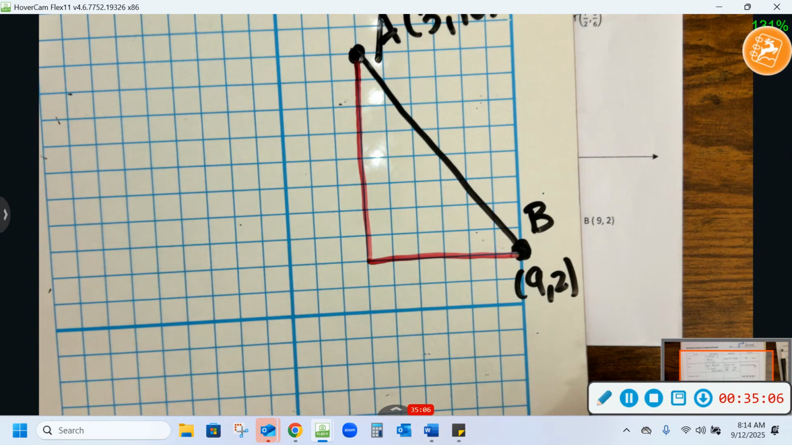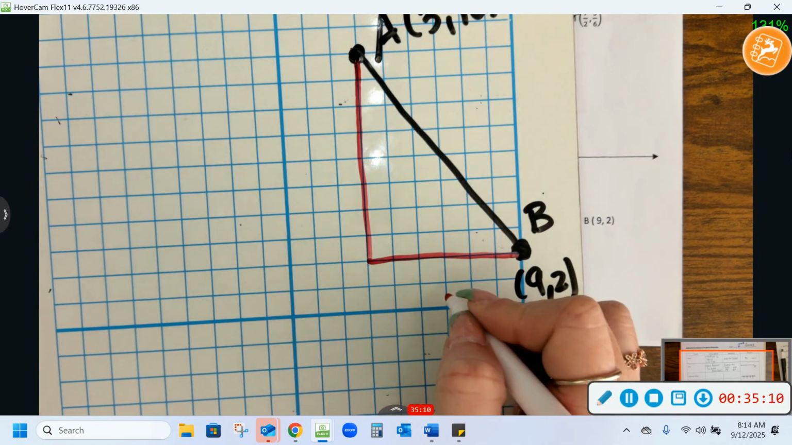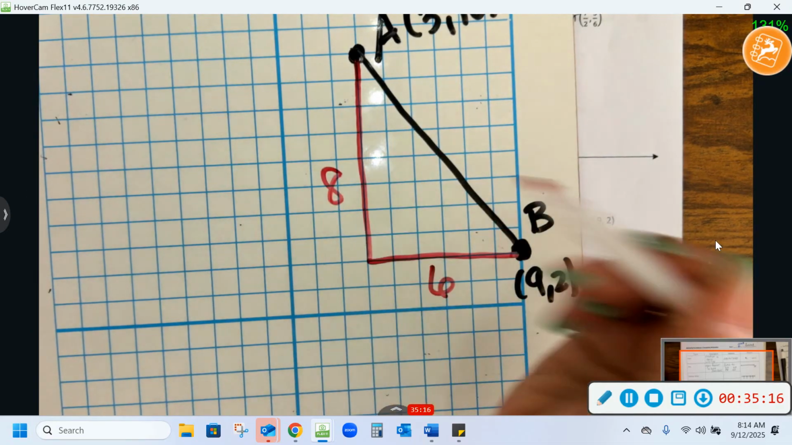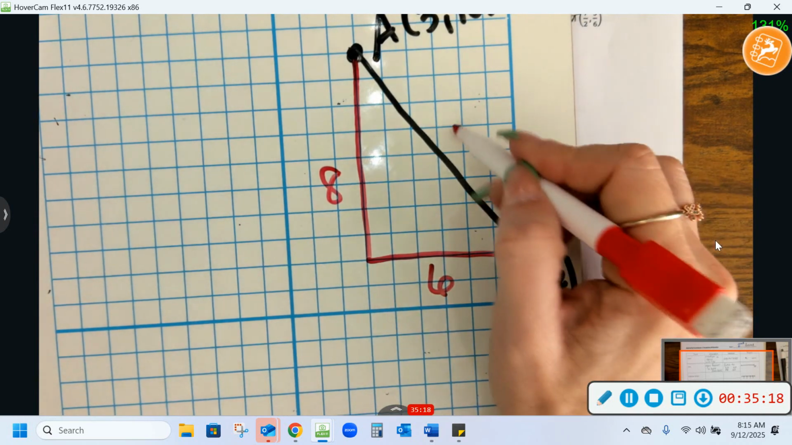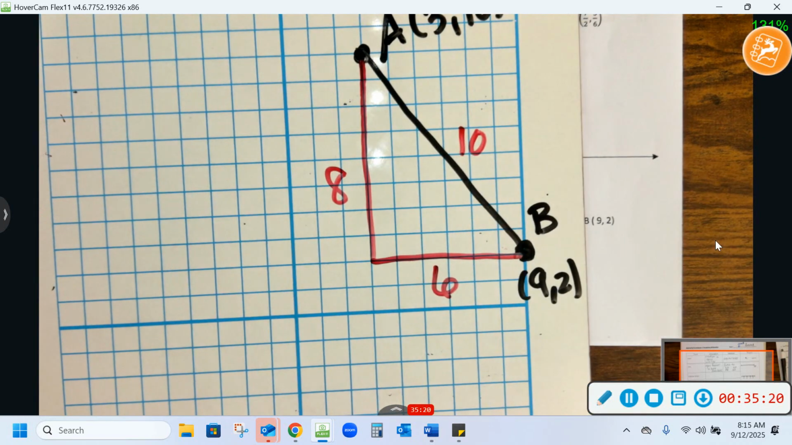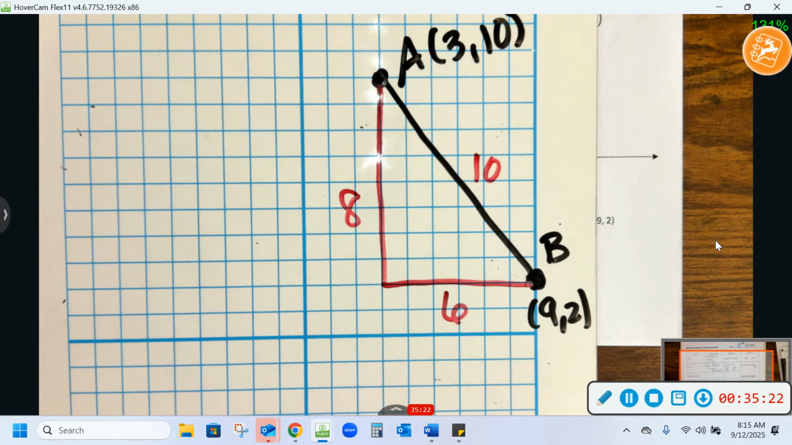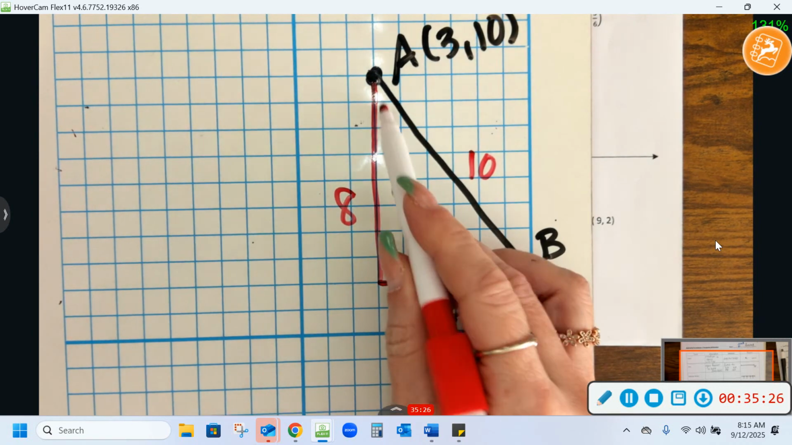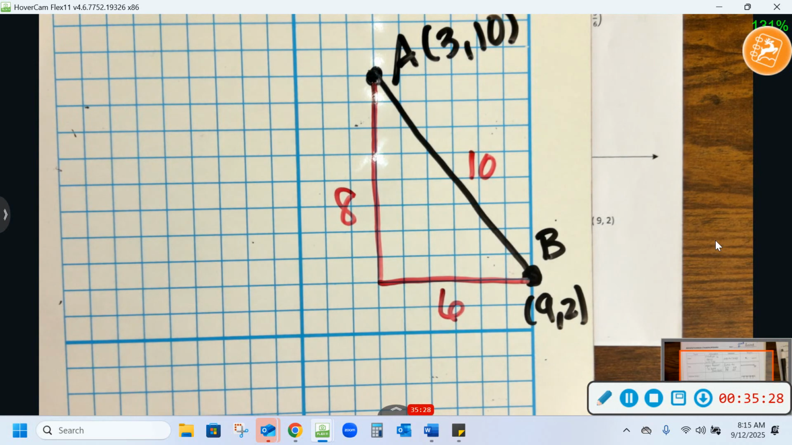Hey, watch. Stop drawing and watch. Ready? This is 6. This is 8. That means this is 10. 2, 3, 4, 5, 6, 7, 8. It's okay. Well, how did I know that so quickly?